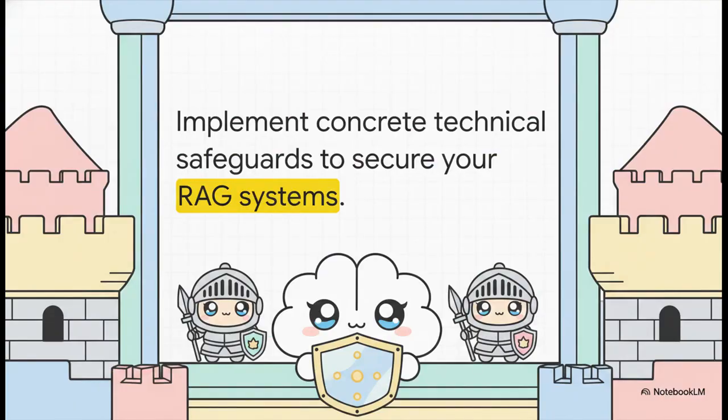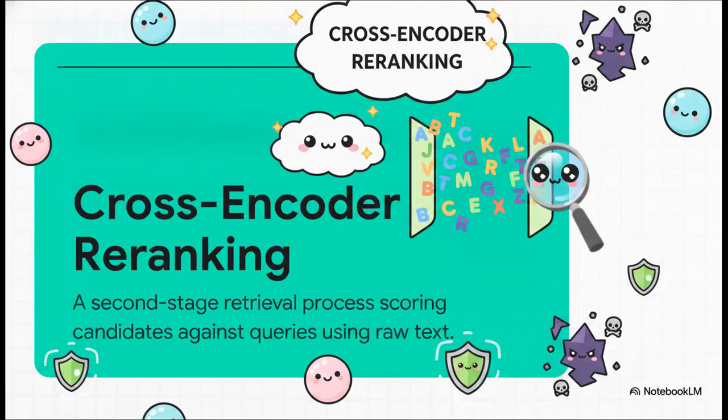Okay, enough doom and gloom. Let's pivot to defense and lock down these RAG systems with actual technical safeguards. Block poison vectors with cross-encoder re-ranking. It scores candidates using the actual raw text, not easily manipulated embeddings.